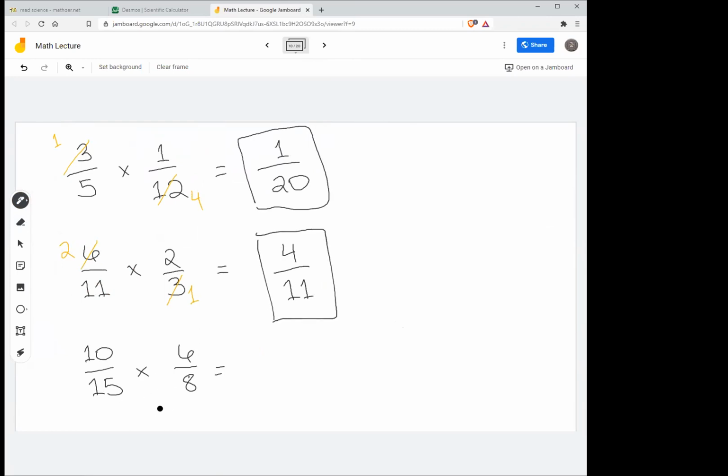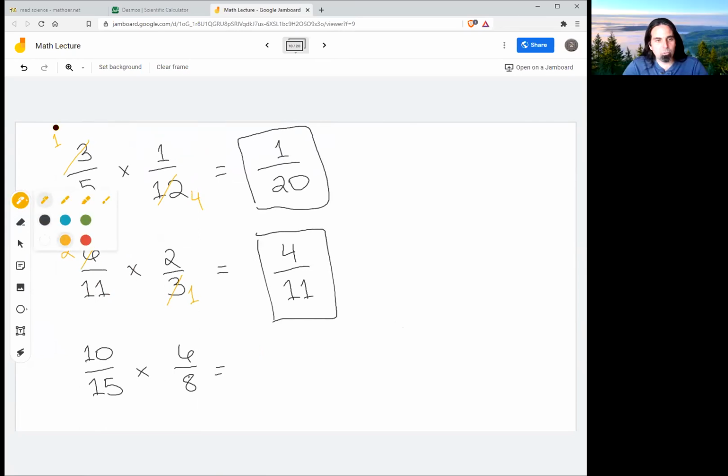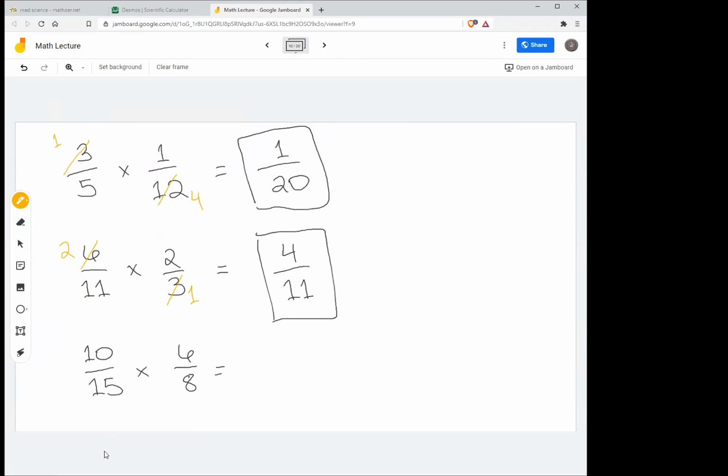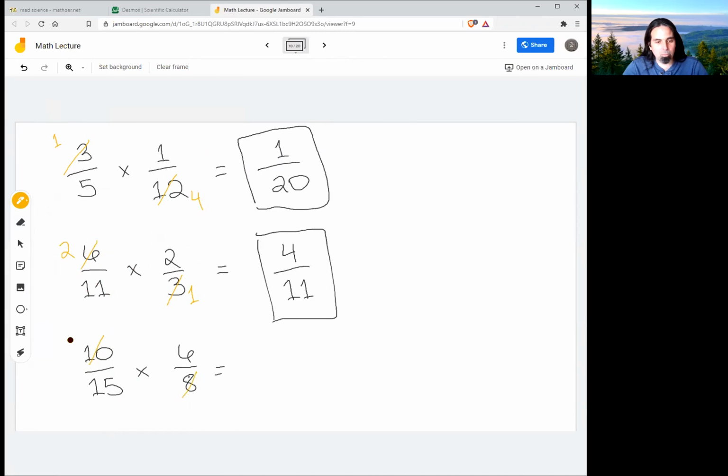The last one, we have lots of options. So tell me where you started, but there's lots of things that can happen. I did 10 and 8. So 10 divided by 2 is 5, 8 divided by 2 is 4. We could just multiply across, get 30 over 60, and then start reducing. There's no requirement to cancel as much as you possibly can. Reducing isn't a terrible thing, but you could certainly do more reducing here.